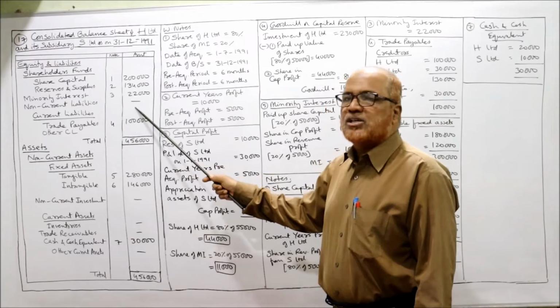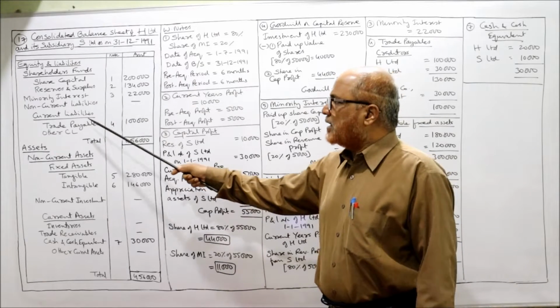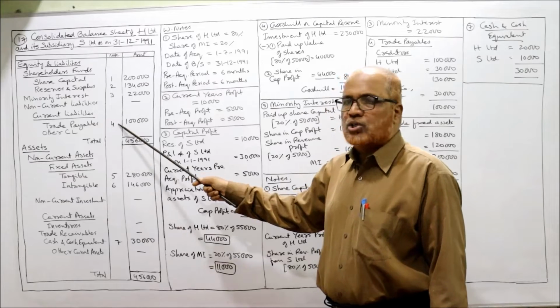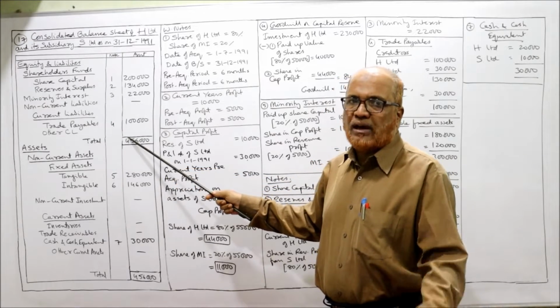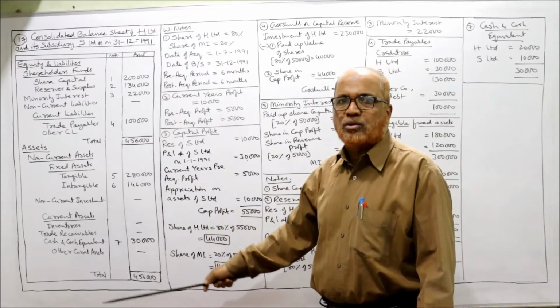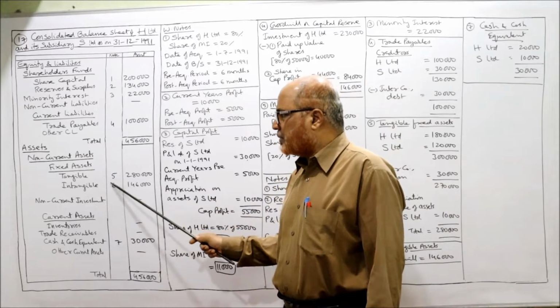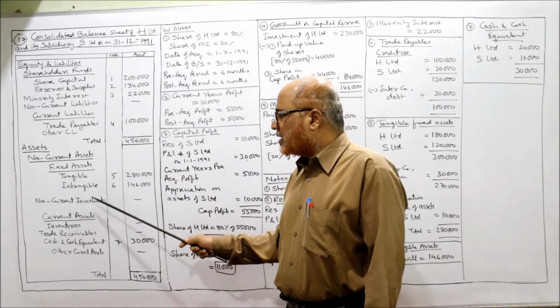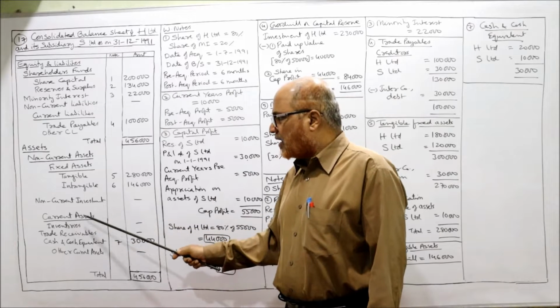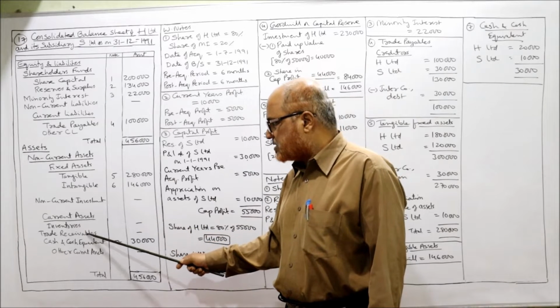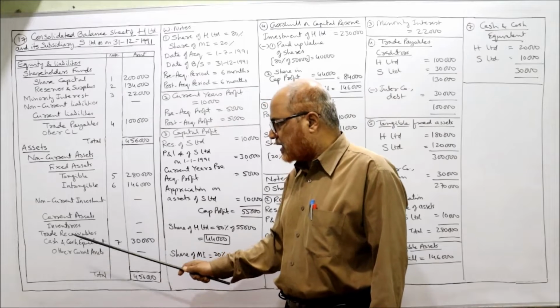Now, non-current liabilities, debentures are not there. Then current liability, trade payable, fourth note, and other current liability we don't have. For the sake of formality, we are writing down the format. Then assets, non-current assets, fixed assets, tangible 5, intangible 6. Non-current investments are not there. Then current assets, inventories, trade receivable, cash and cash equivalent, other current assets.